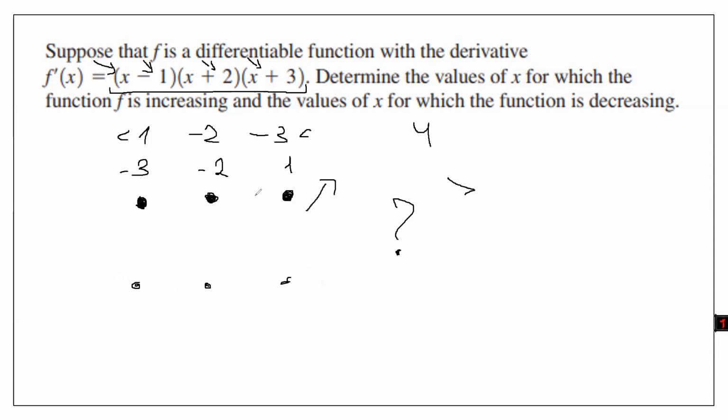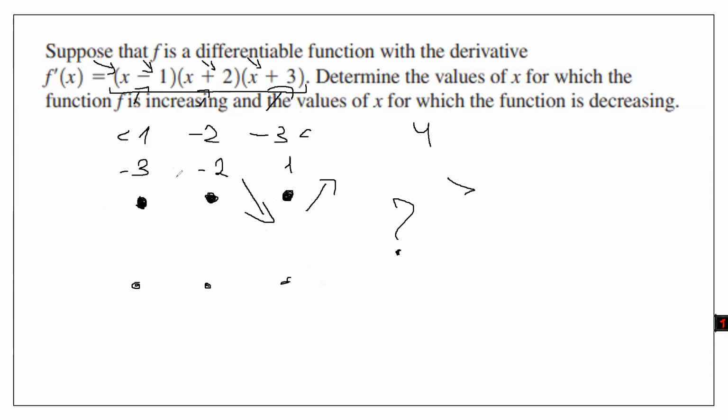Now let's take 0. This is going to be negative. This is going to be positive. And the third term is going to be positive again. But I know negative times positive is always negative. So at 0, my function goes down. And 0 is located between 1 and minus 2. Am I correct? Yeah. So here, the function would decrease.